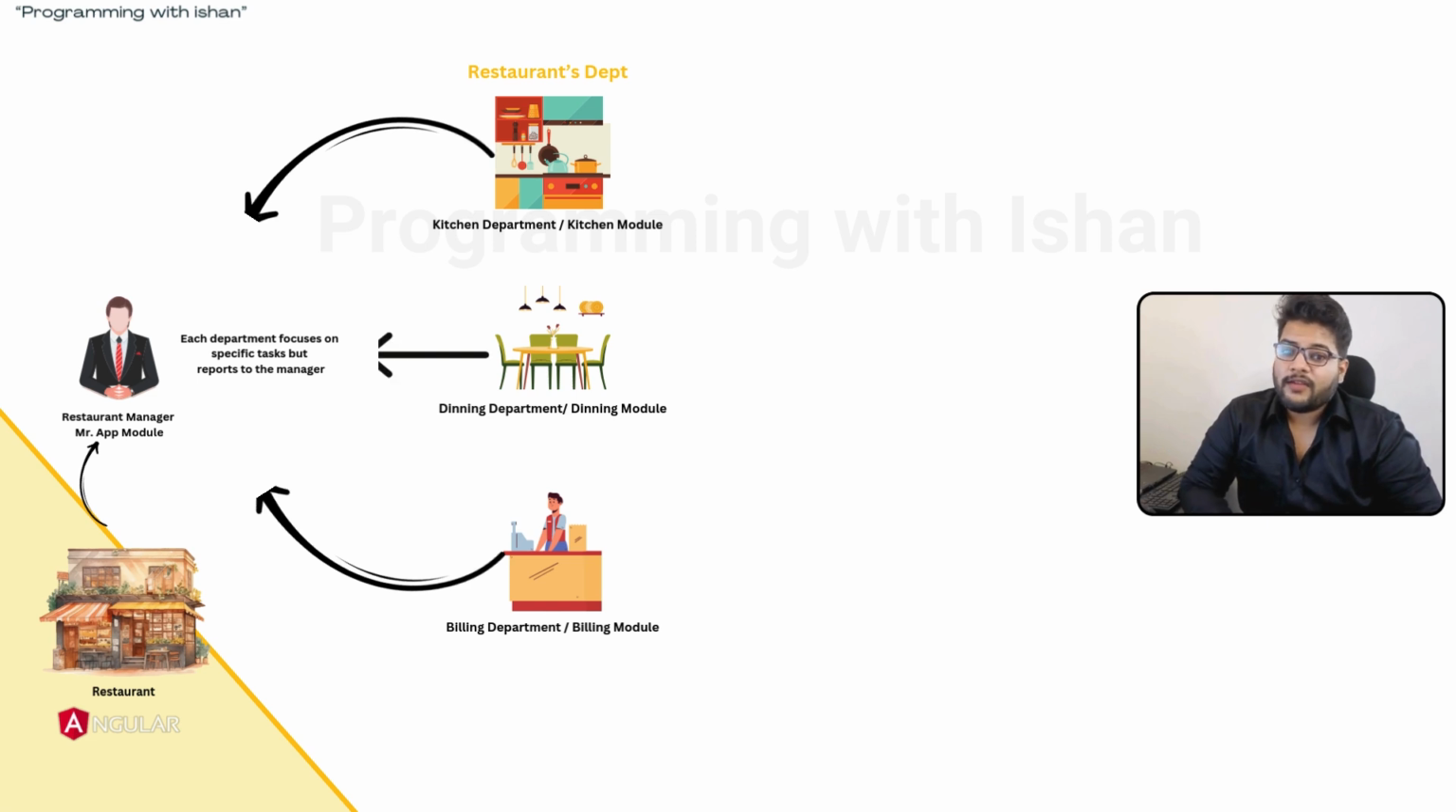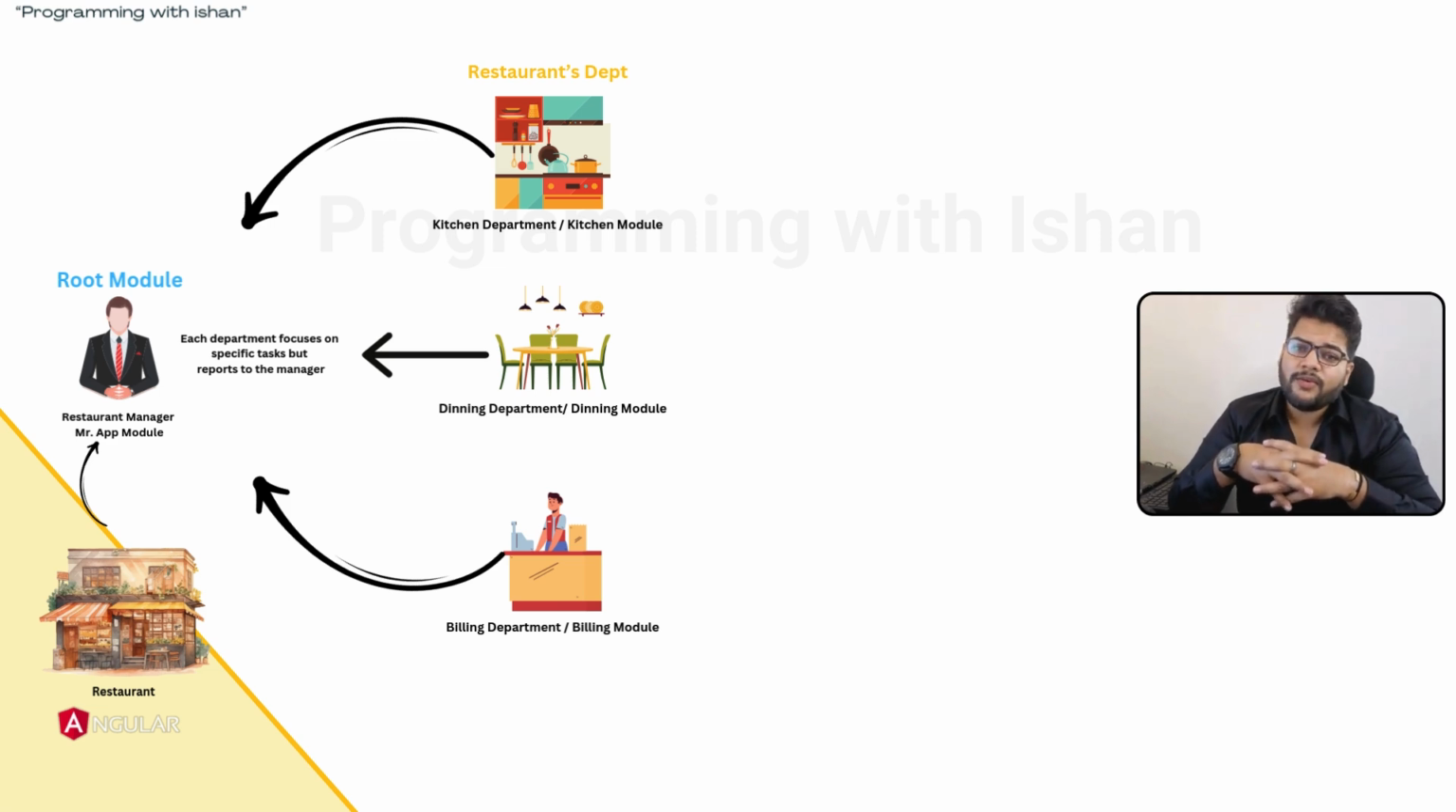Now, by that logic, Mr. App Module is behaving as the root of the complete working of the restaurant. So we can also call Mr. App Module Mr. Root Module. Okay. So this is about the relation between the manager and the departments of the restaurant.